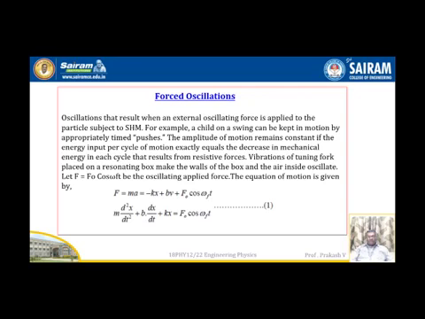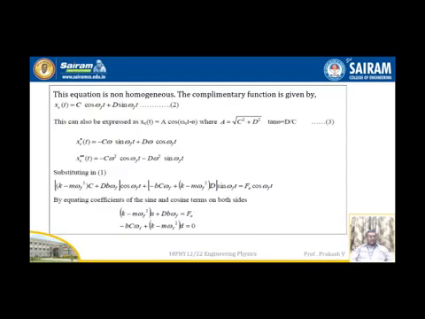Further, we can write it as m d²x/dt² + b dx/dt + kx = F0 cos(ωf t). Consider this as equation number 1, and in the next slide let us discuss x_c(t). This equation is non-homogeneous. The complementary function is given by x_c(t) = C cos(ωf t) + D sin(ωf t).